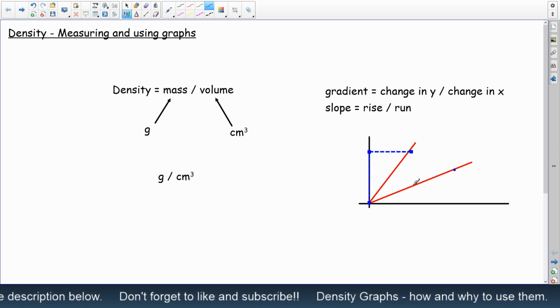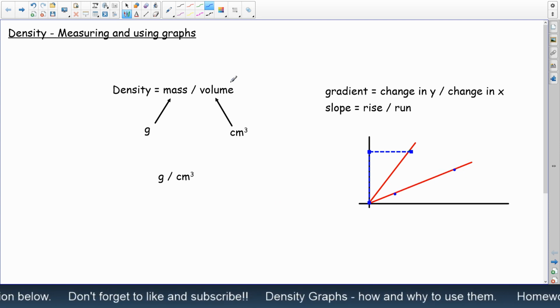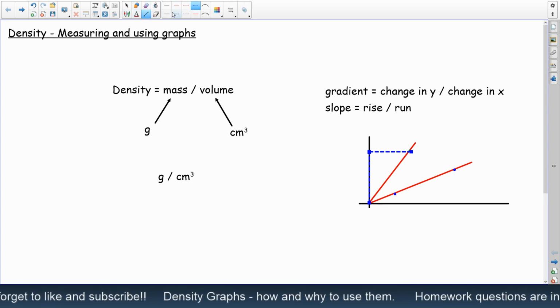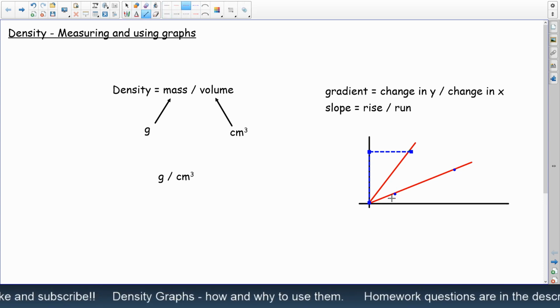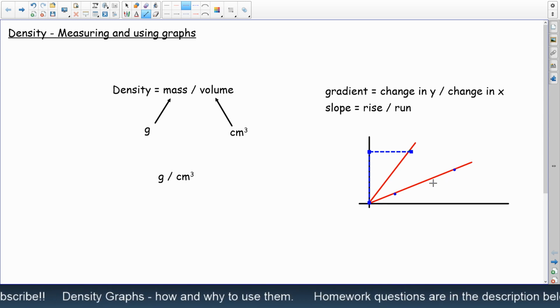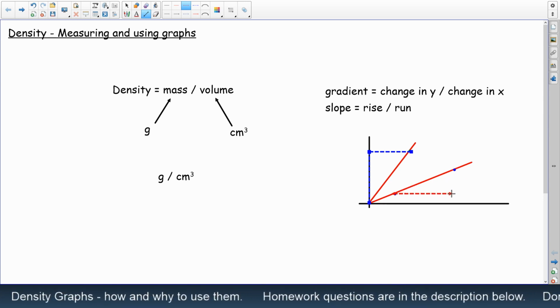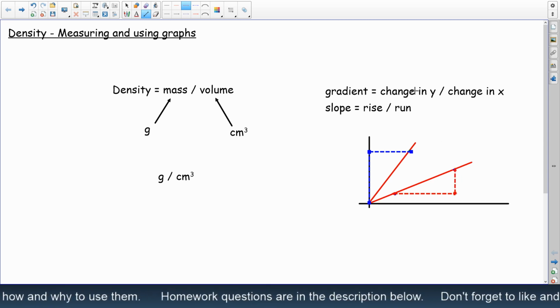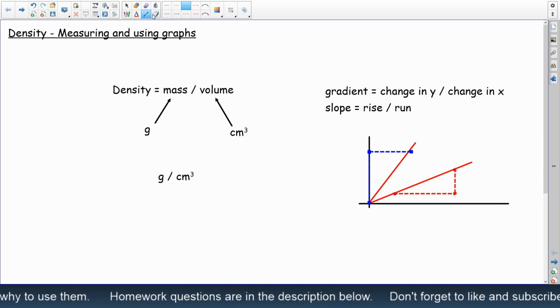Let's pick this point here and this point here, because it doesn't have to start at the start. Though if you can, you probably should start at the origin, but that's all right, we'll do it. And then we would want to find the change in y and x. It doesn't matter which way around you do it, provided you put it into the calculation that it's change in y divided by change in x.